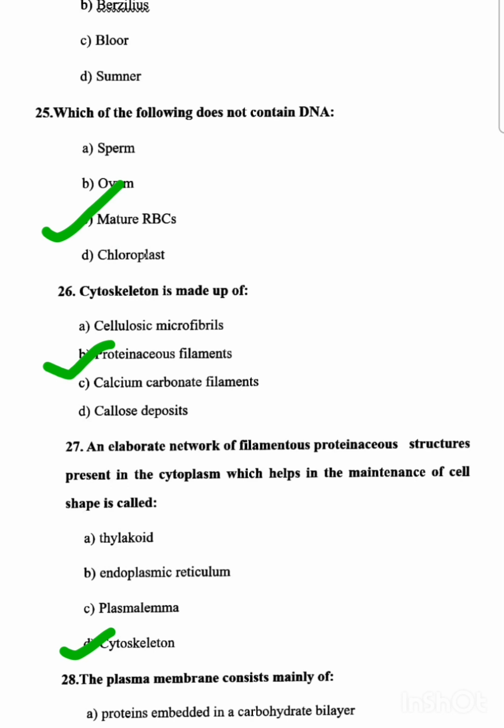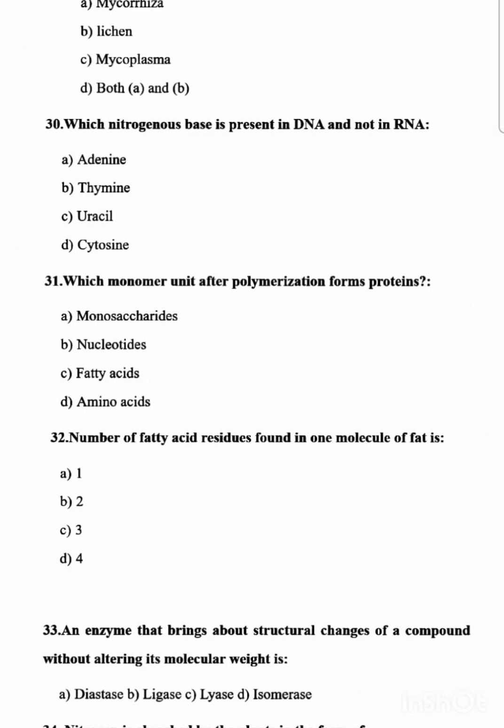Plasma membrane mainly consists of phospholipid and protein, and how are they arranged? Proteins embedded in a phospholipid bilayer. The symbiotic association of algae and fungi is called the lichen. Which nitrogenous base is present in DNA and not in RNA? It's thymine. Instead of thymine, uracil is present in the RNA.